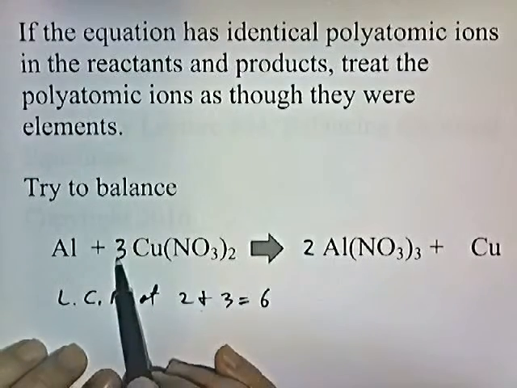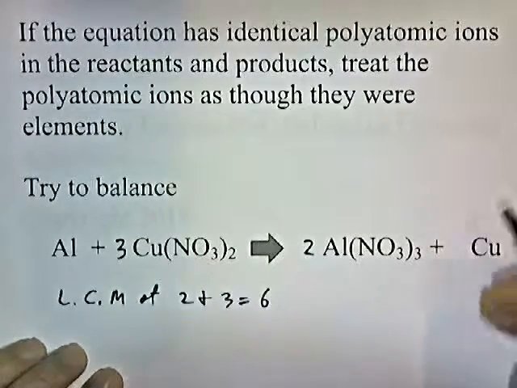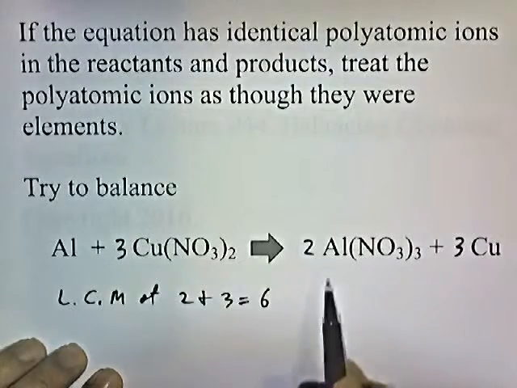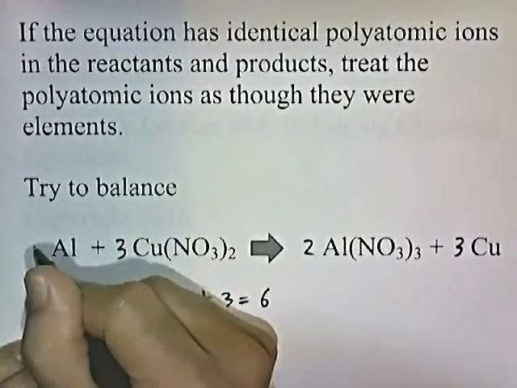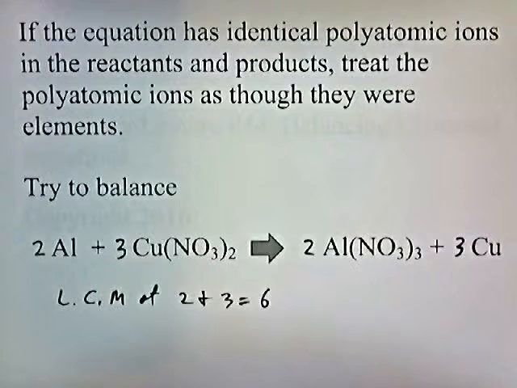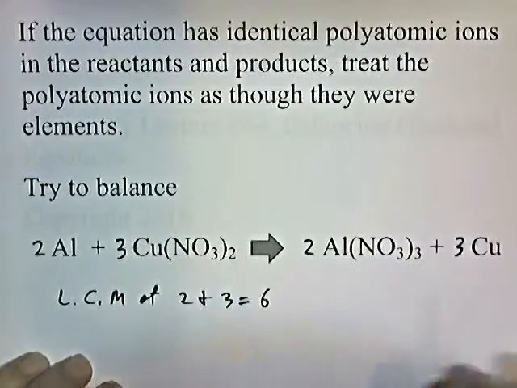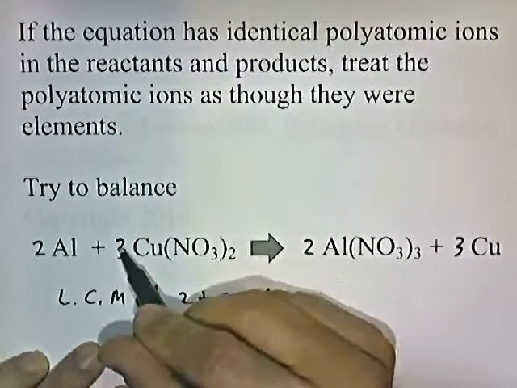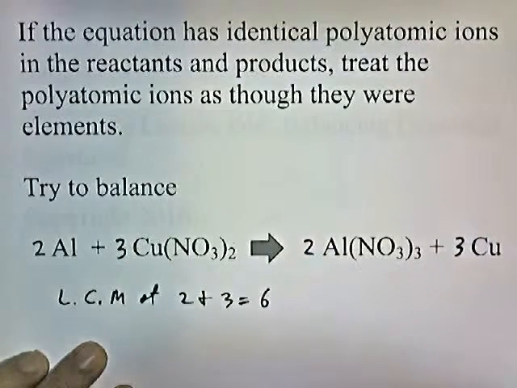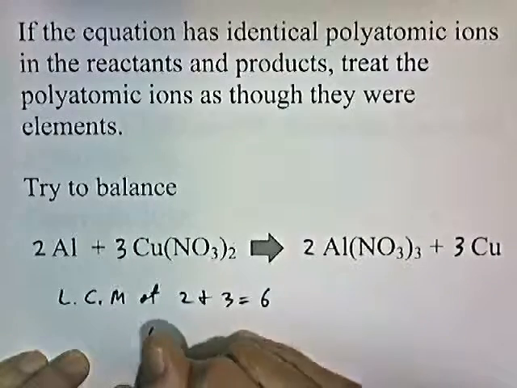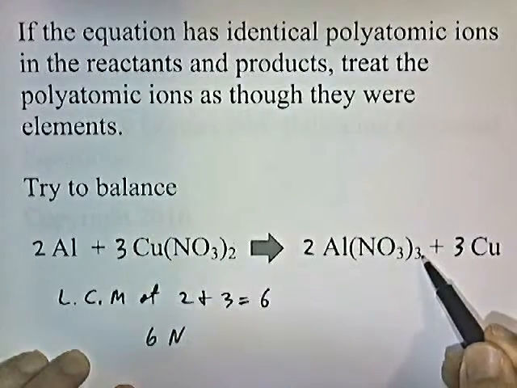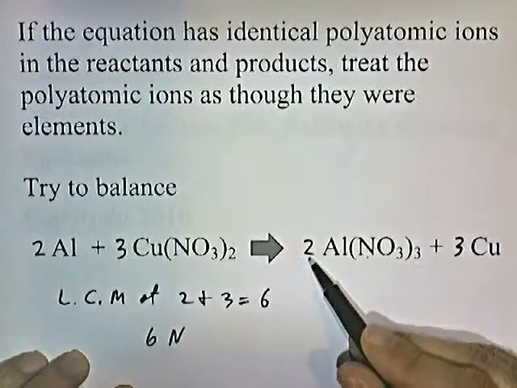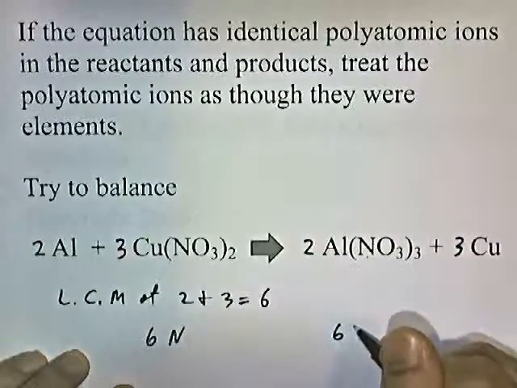I've got 3 coppers right here, so I'll put a 3 right here. And then I've got 2 aluminums right here, so I'll put a 2 right there. My aluminums are balanced. And also, you could say that there are 6 nitrogens on each side. So if you want to treat these as individual atoms, it adds up. 2 nitrogens times 3 gives me 6 nitrogens on this side. And then 3 nitrogens times 2 gives me 6 nitrogens on this side.